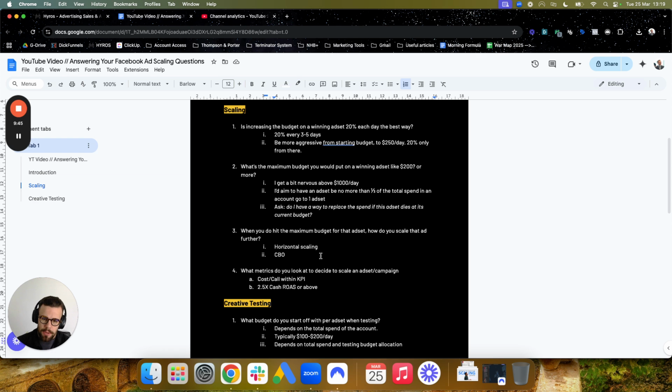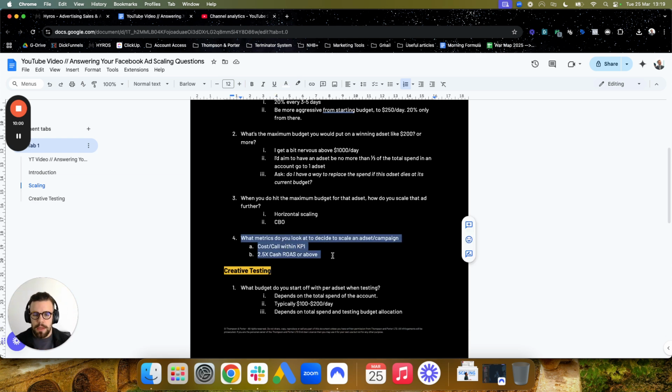If you have a winning ABO campaign, again, you feel like there's not a lot more you can get out of that. Maybe it is starting to get volatile once you increase the budget anymore. You can look to launch a CBO with the best assets, consolidate things, and scale that. So cool.